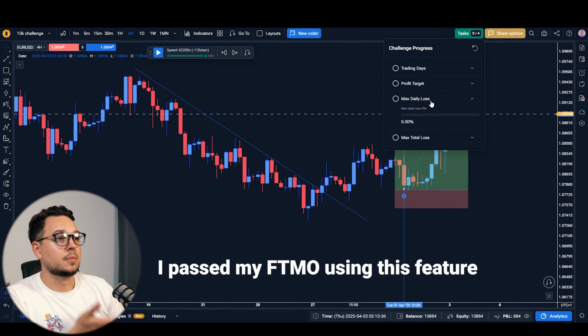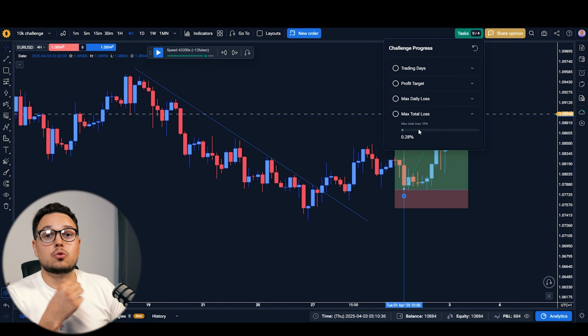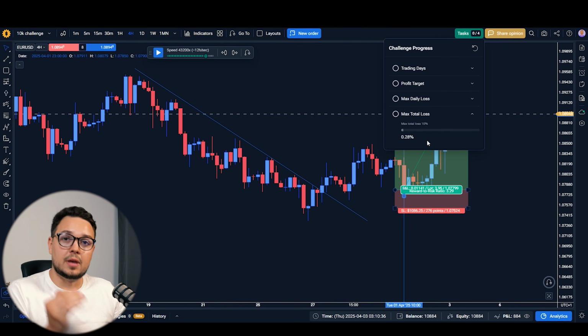Max daily loss, we didn't have one, we didn't lose. Max daily total loss, which is your drawdown. So if it goes below 10%, you will get kicked out and lose your challenge.